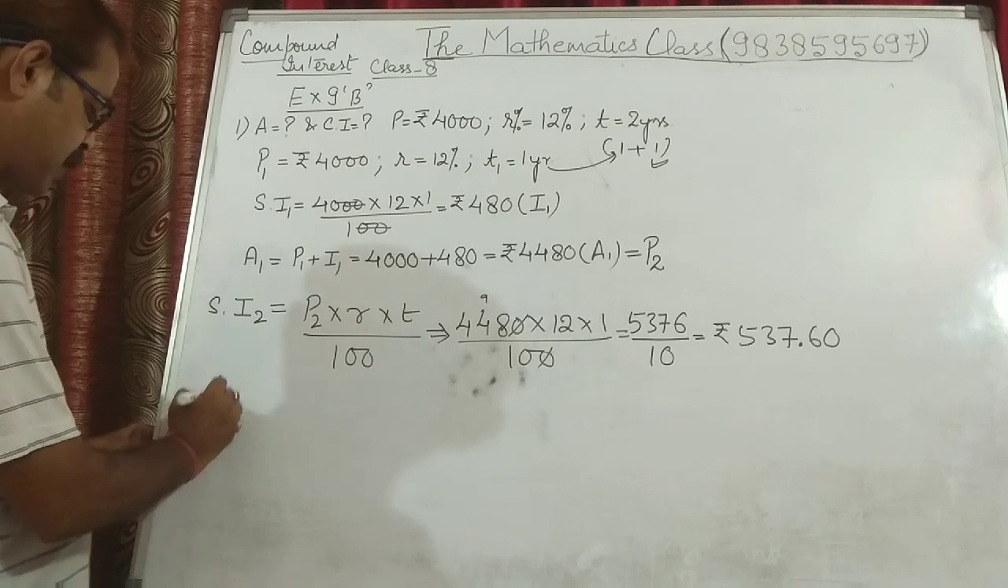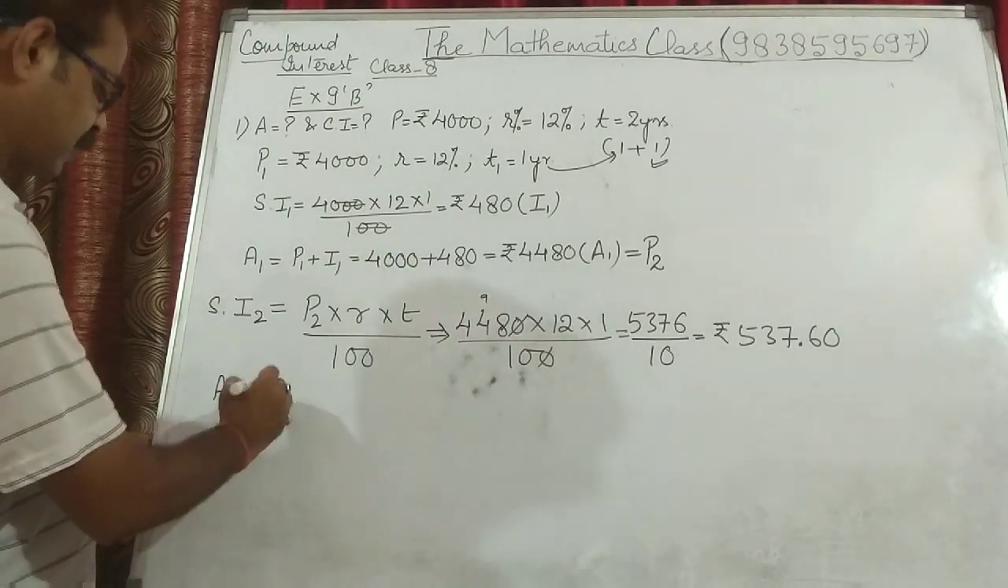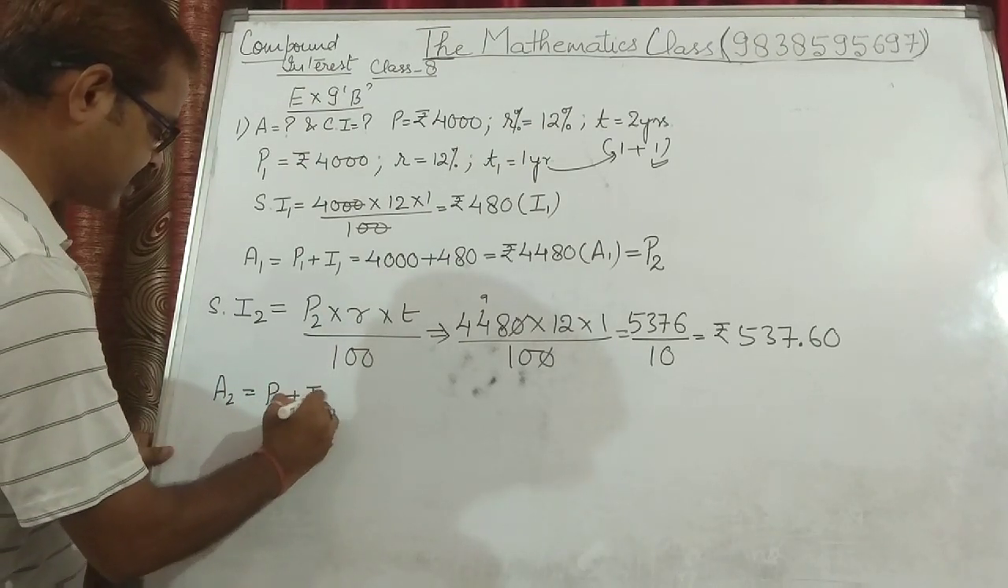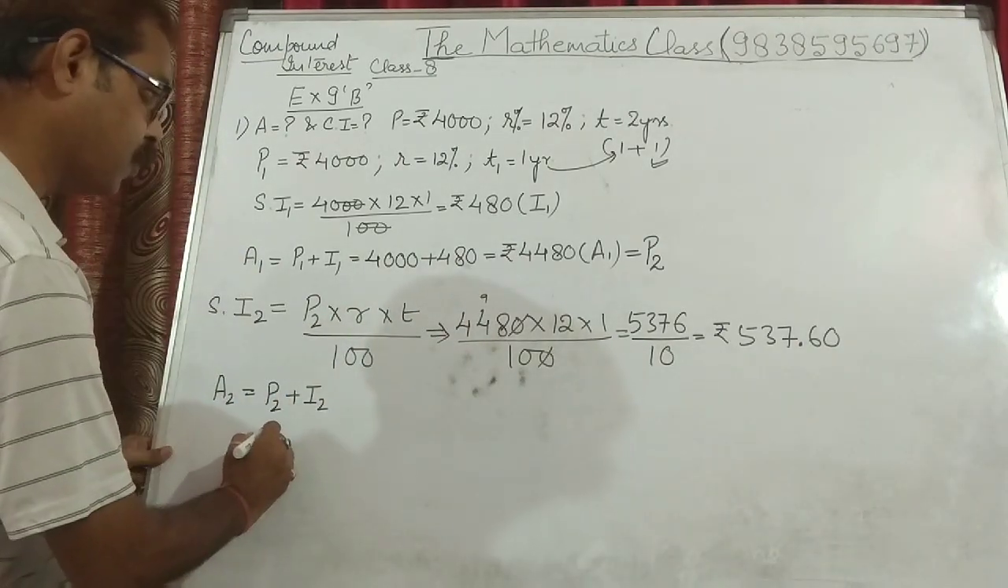So what will be the amount after 2 years? The amount will be the principal for the second year plus the interest for the second year. What is the principal for the second year?